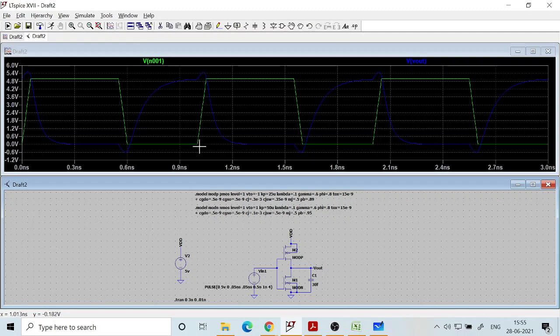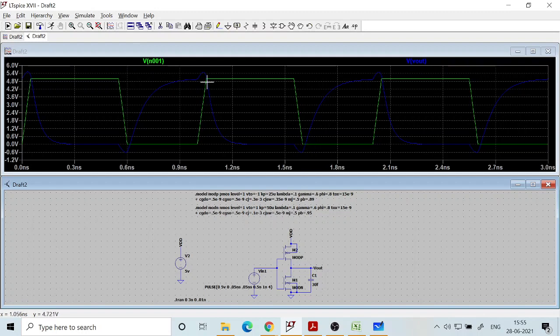But whenever there is a rate of change of input, at that time this peak will become bigger and narrower if the rise time and fall time of the input are reduced further. So let's see. Now we have put 0.05 nanosecond as rise time and fall time, and the peaking in both transitions is almost the same amplitude.